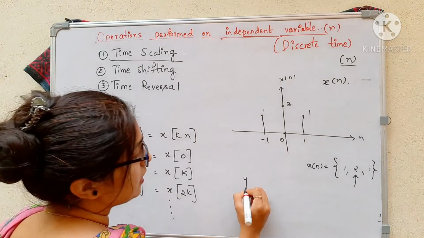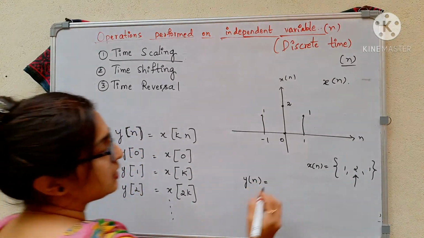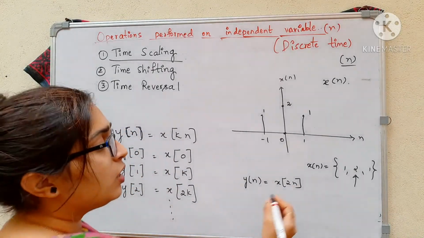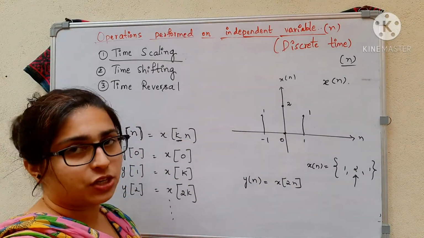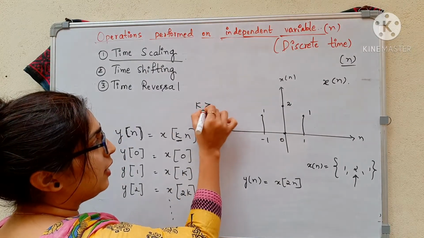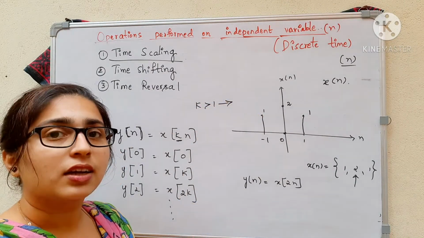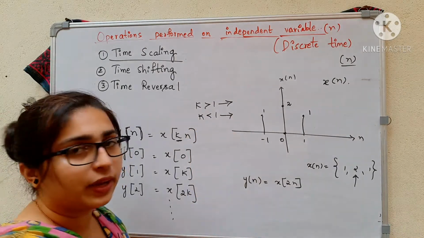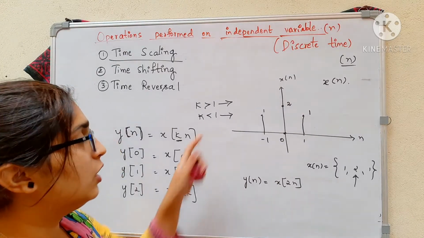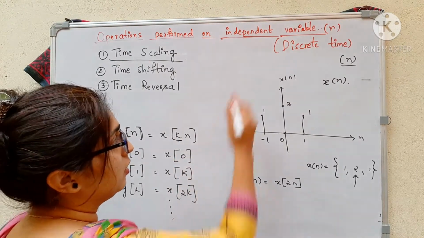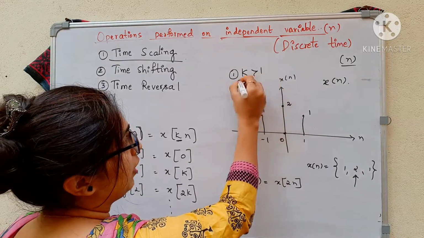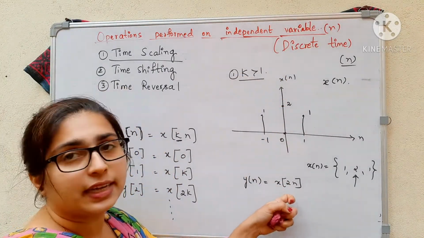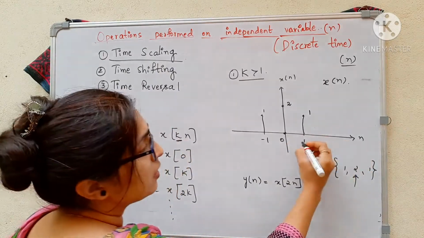Now I need a signal y of n, that is x of 2n. Actually, this k is an integer. If k is greater than 1, we will be getting the compressed version of the signal, and if k is less than 1, we are going to get the expanded version of that signal. So let us discuss the first one, that is k greater than 1. For example, I have considered k as 2. Now what happens?